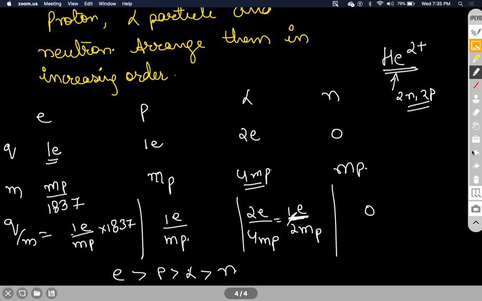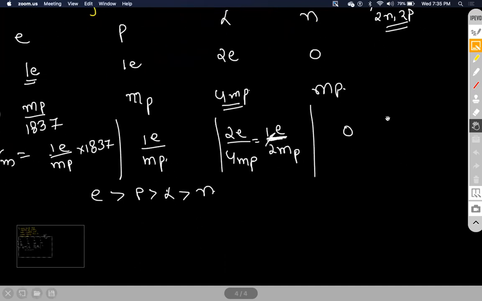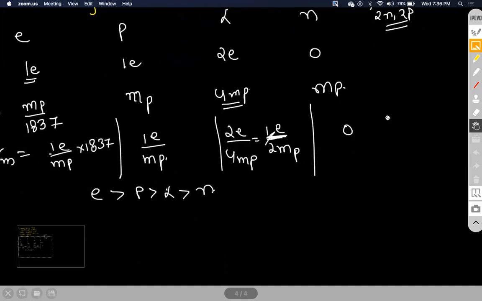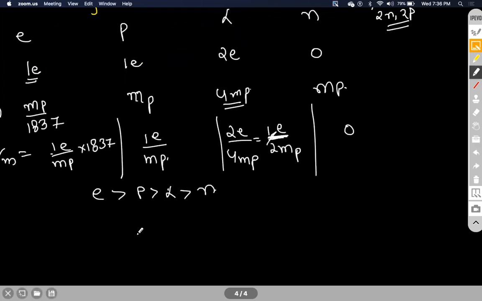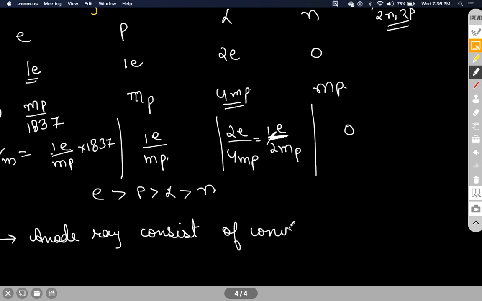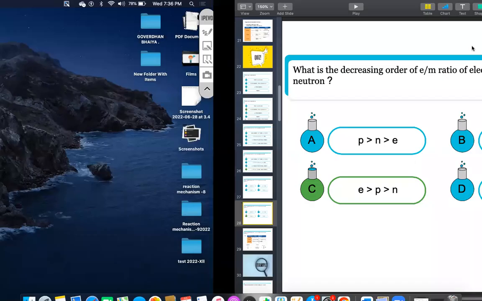Okay. If someone says anode ray consists of ionized gas particle, is this statement right? Anode ray consists of ionized gas particle. Yes, this is a right statement. Got it? Now I'm moving to the next part of this.